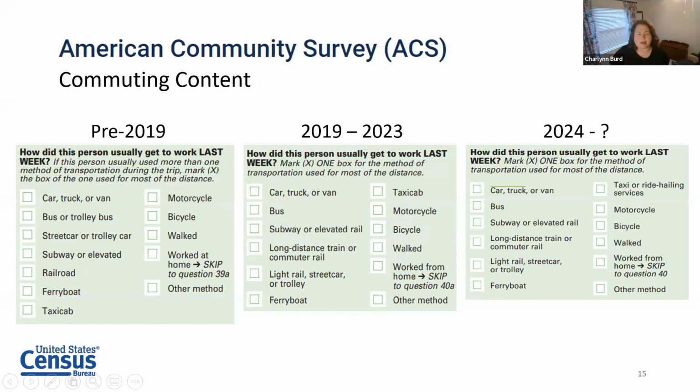Thanks, Michael. I want to give folks an opportunity, or at least us a chance, to respond to some questions that were in the chat box. As Michael mentioned, the means of transportation question collects the primary method, and work from home is one of those. And I think that was covered in the chat.